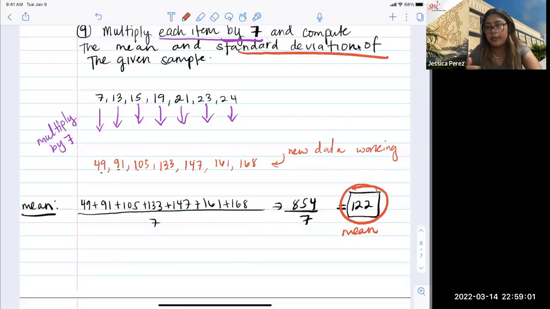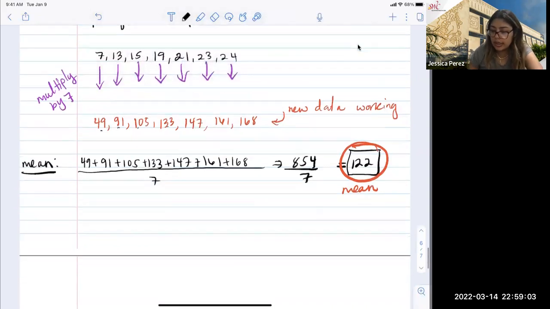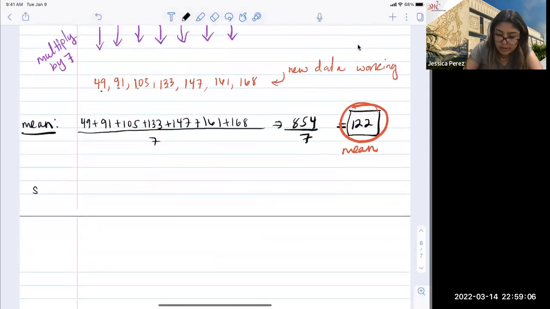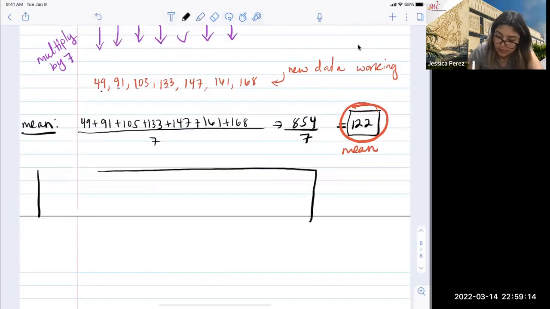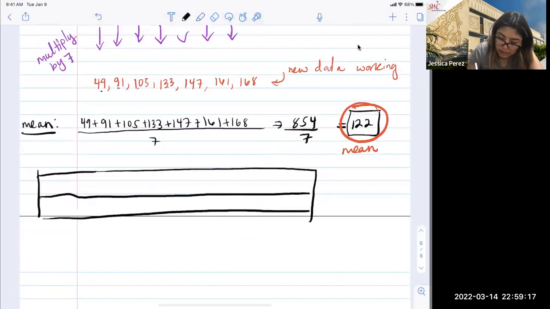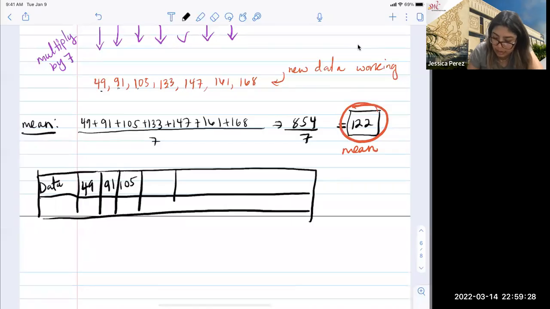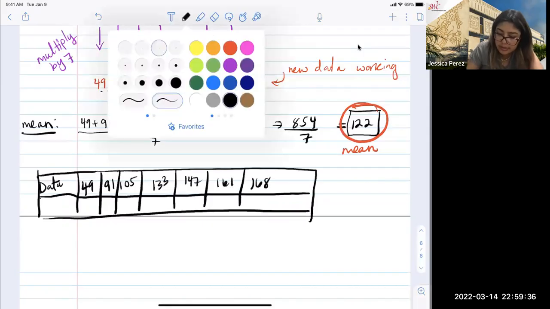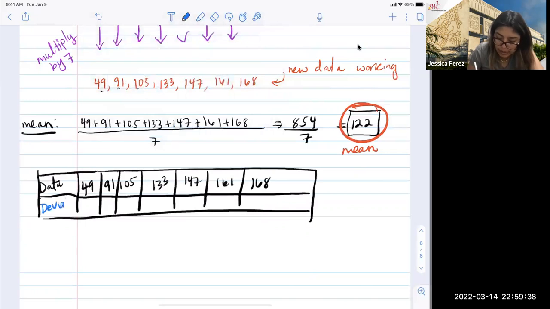So I have to do all of those steps again. The good thing is that I found my mean. I have to find the deviations. So step 2. So I have the deviations. So I have my data, the data values. Remember, your numbers are 49, 91, 105, 133, 147, 161, and 168. Now the deviations, that's what I care about.